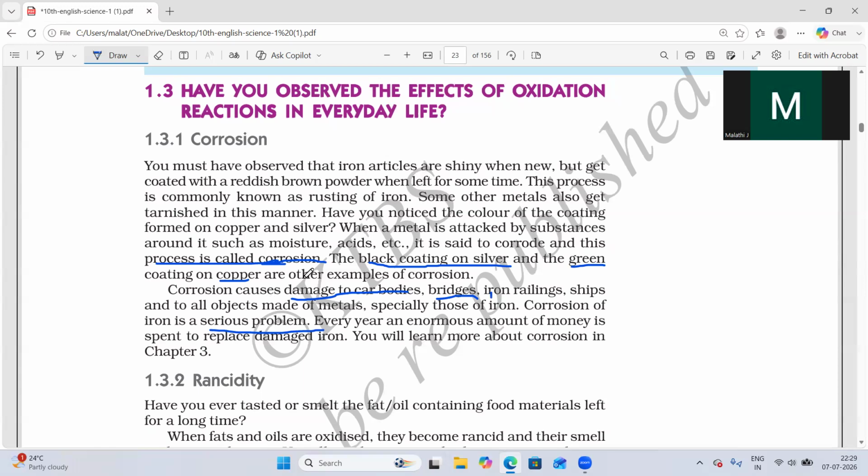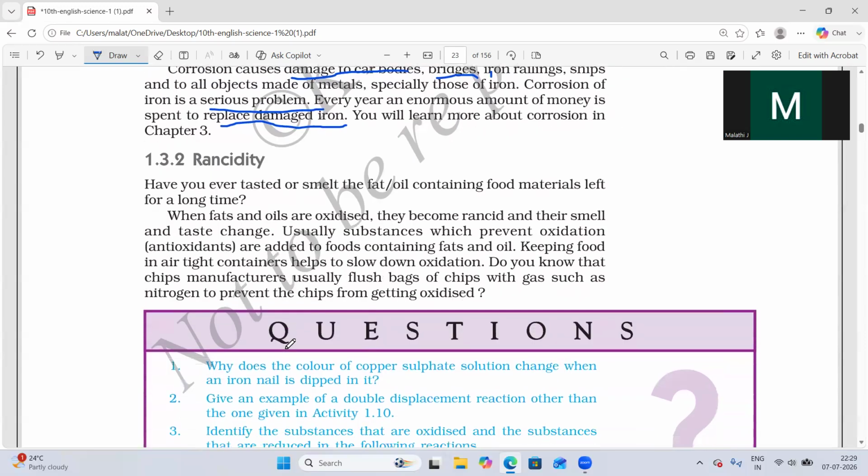If you observe, the problems from corrosion occur mostly where iron is used, so the damaged iron has to be replaced. Where the iron rusts and where metals are used, when they are exposed to the atmosphere, they start to spoil. So there are many more problems that occur from this corrosion.